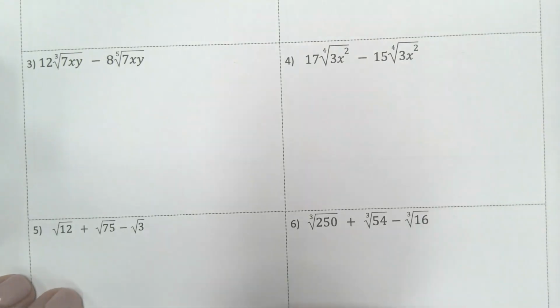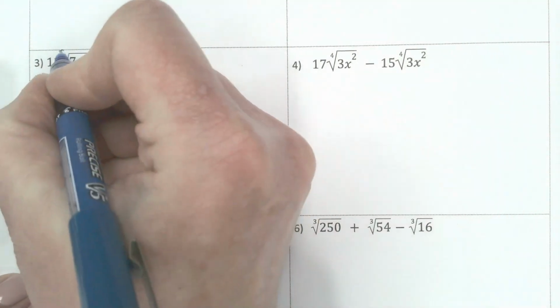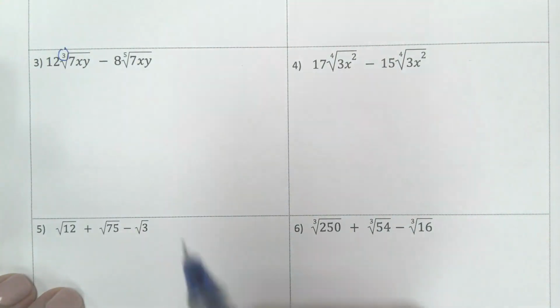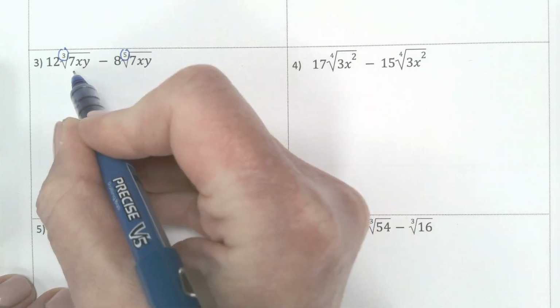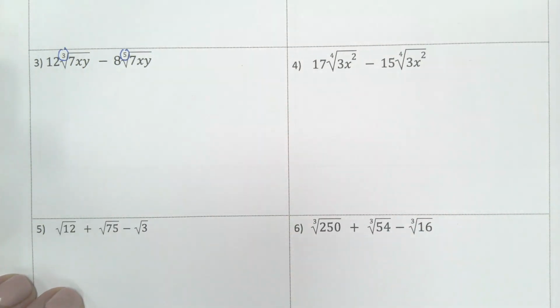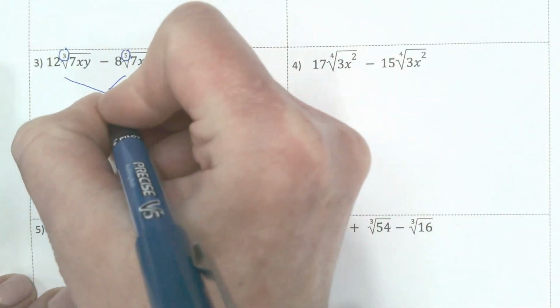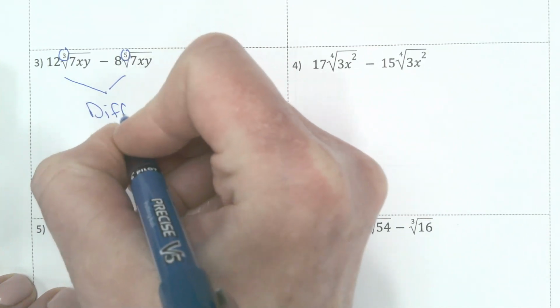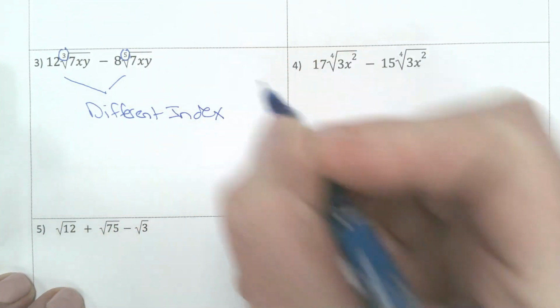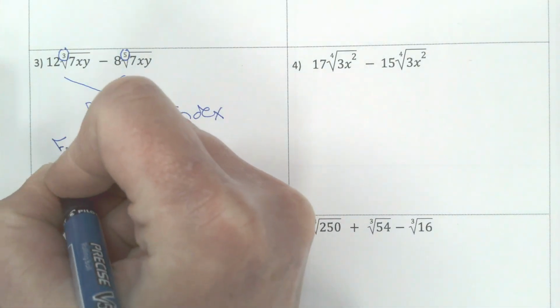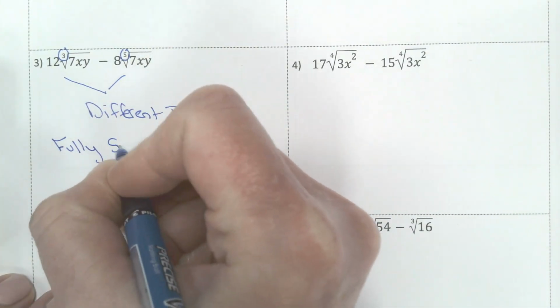Number 3. That one has an index of 3, and that one has an index of 5. I don't care anymore that the numbers under the radical are the same. I have a different index, so therefore that is my stopper. And this one is also fully simplified.